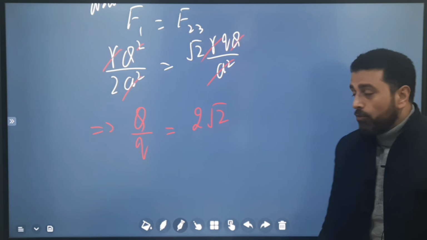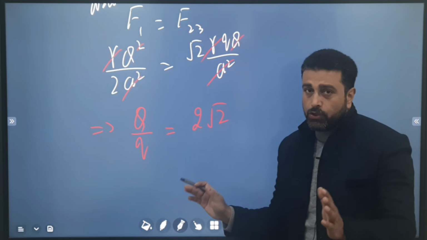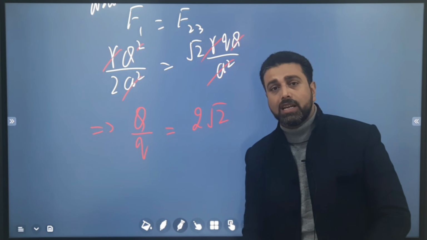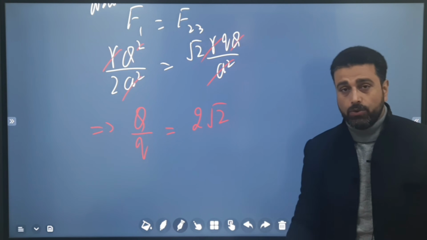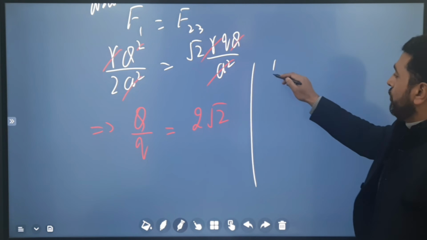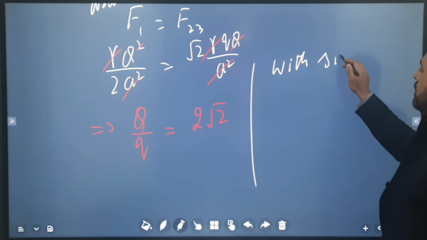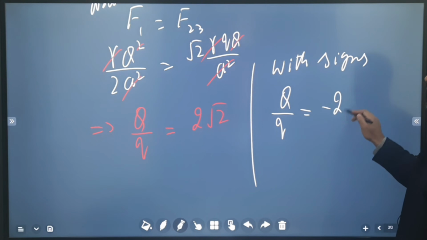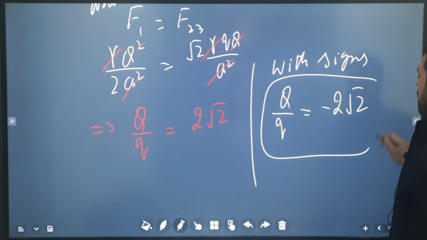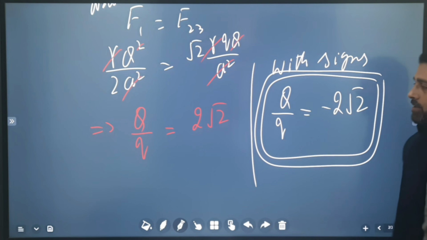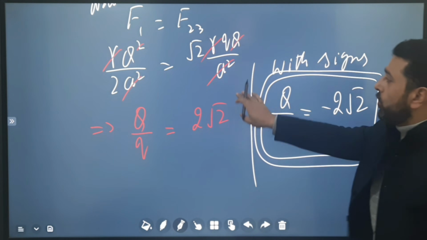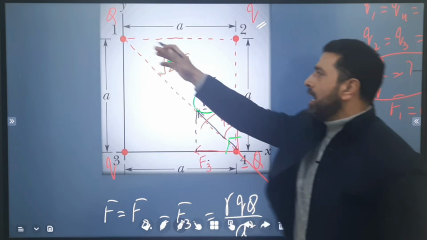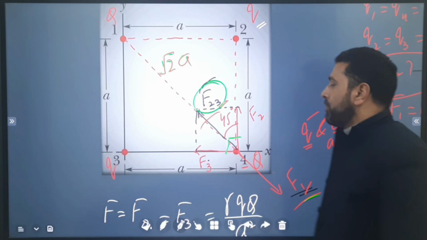Now we have not included signs yet. And we already know the two charges are unlike, so one of them is positive, the other one is negative. So the ratio has to be negative. So with signs, Q by q is equal to minus 2 root 2. This is our condition for net force to be 0 on particle 4 and particle 1. We'll get the same thing if we deal with particle 1.